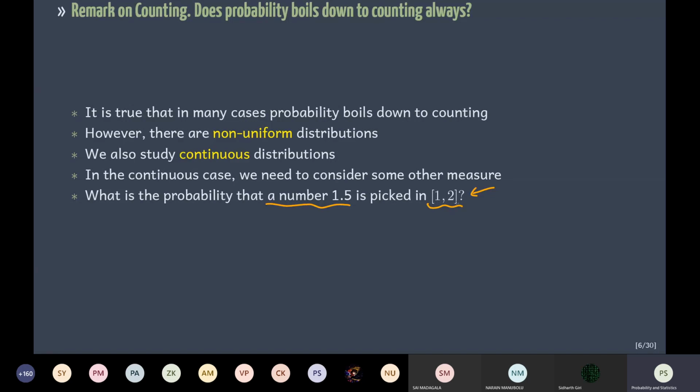So if we go by the counting argument, then the event that you define is to pick the number 1.5, and the sample space, if you consider all possible points in the interval 1 to 2, then it's infinity. In fact it's a bigger and bigger infinity actually. From the countability things that we have studied, the set of real numbers in any closed interval is a bigger infinity.